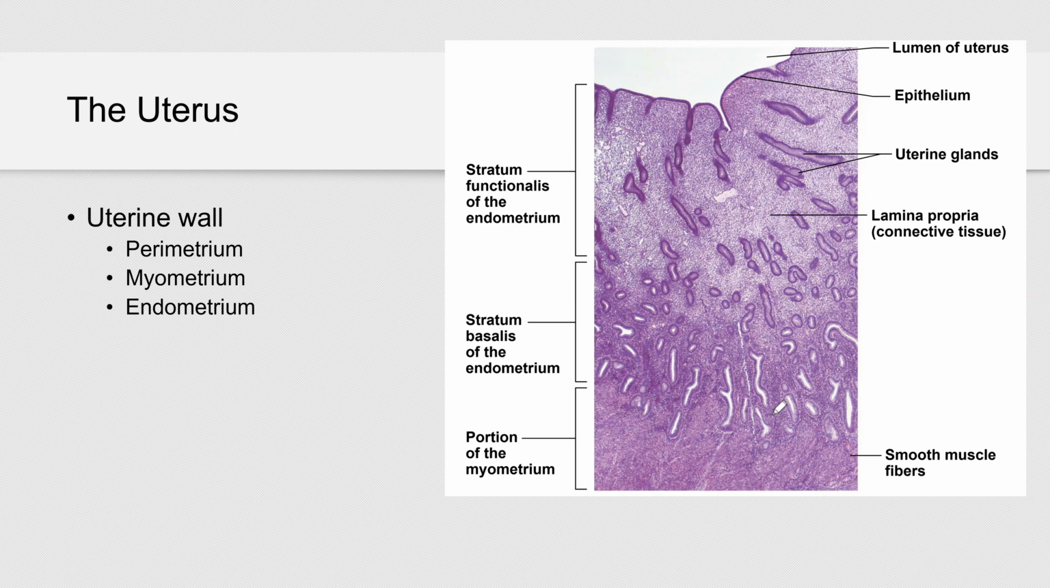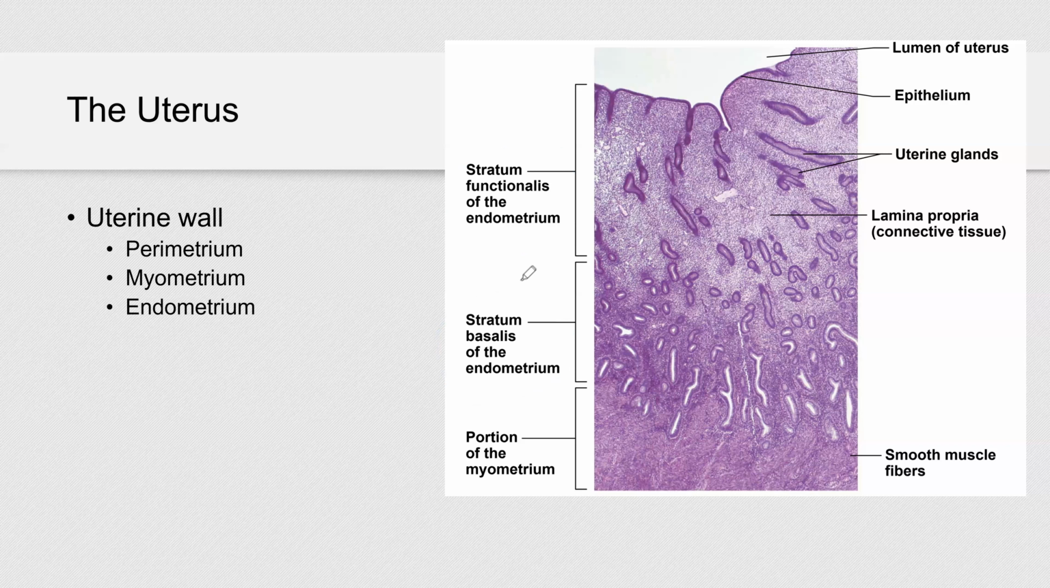And endometrium, let's start from this part all the way up. So this is the deepest layer of the uterine wall. And endometrium is divided into stratum basalis and stratum functionalis.